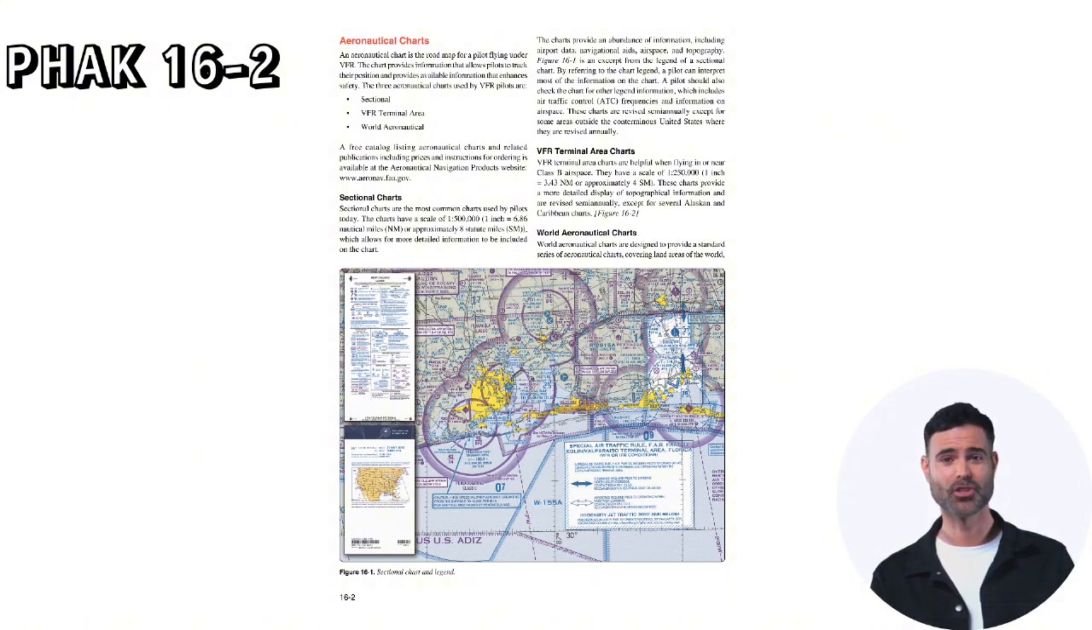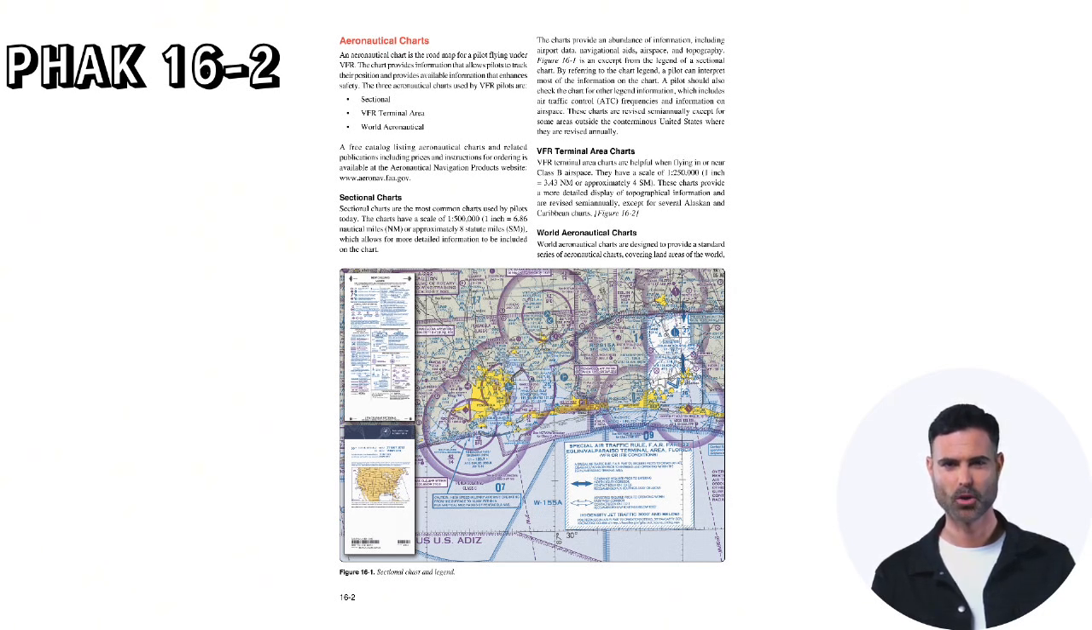VFR Terminal Area charts. VFR Terminal Area charts are helpful when flying in or near Class B airspace. They have a scale of 1 to 250,000. 1 inch equals 3.43 nm, or approximately 4 sm. These charts provide a more detailed display of topographical information and are revised semi-annually, except for several Alaskan and Caribbean charts.